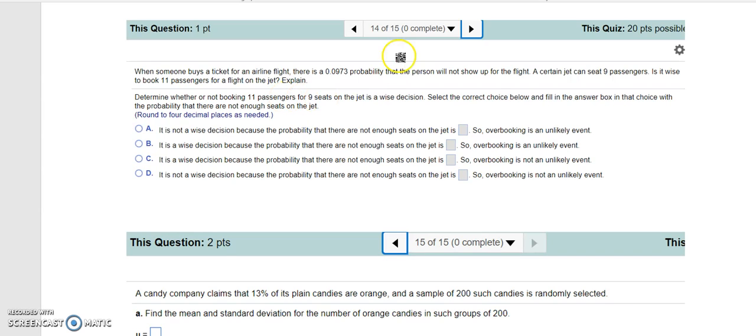Okay, so almost done. In this question, we have a jet for 9 passengers, and you're booking 11 passengers. Is it a good idea or not? And this is the probability of someone not showing up. So this is another binomial distribution, binomial probability question. It would be a good idea if you have 9 or less passengers show up. It would be a bad idea if you have more than 9 passengers show up. So if you have 10 people showing up or 11 people showing up, it's a bad idea because you're not going to have enough seats.